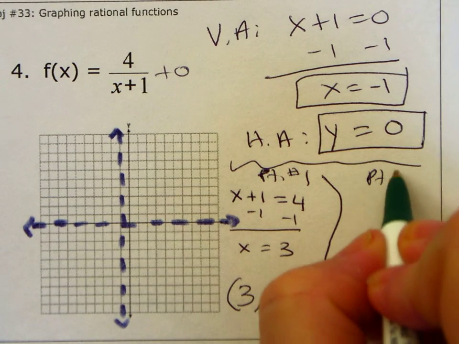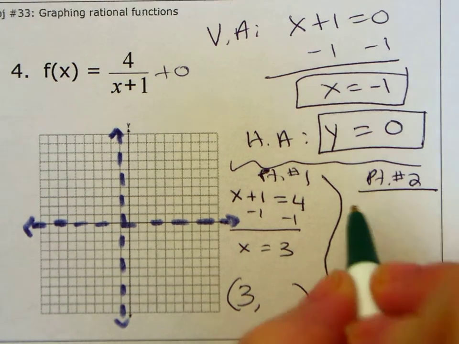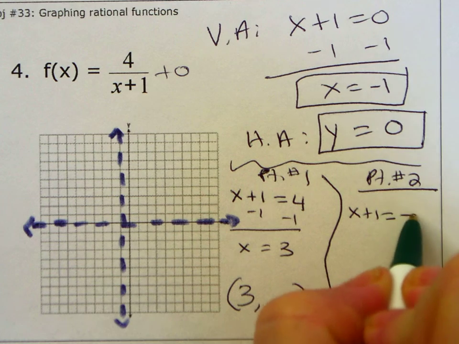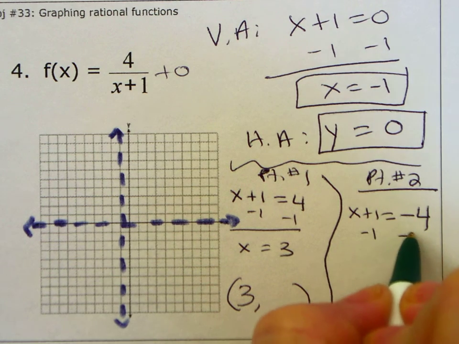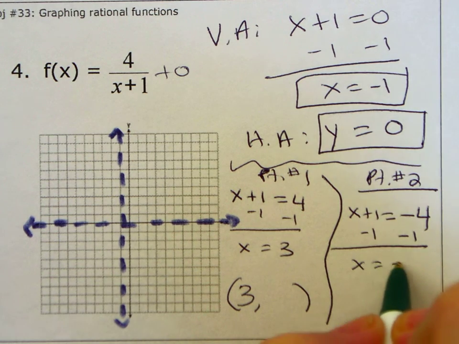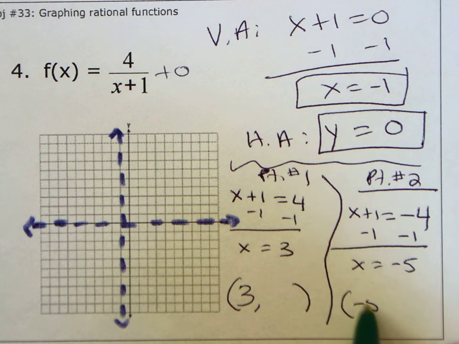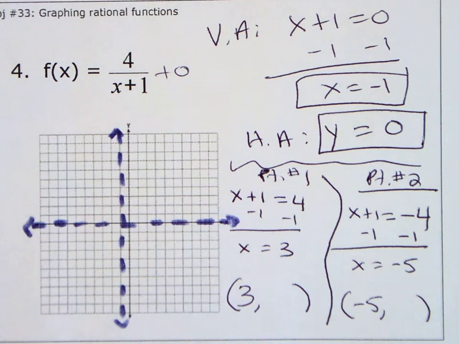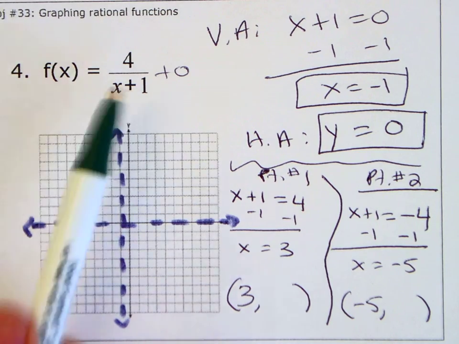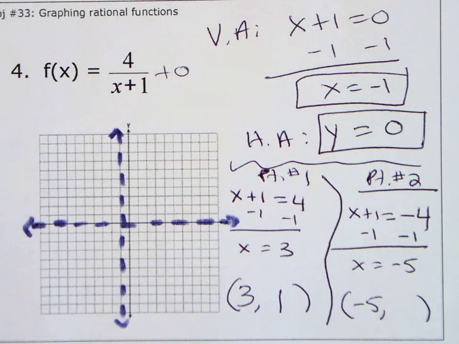Point number 2. X plus 1 equals -4. Switch the sign. -5. We plug in, and what do we get? Plug in 3, and you get 1. Plug in -5, you get -1.